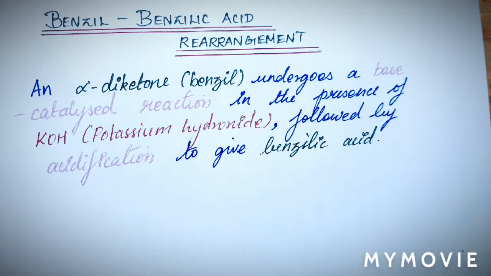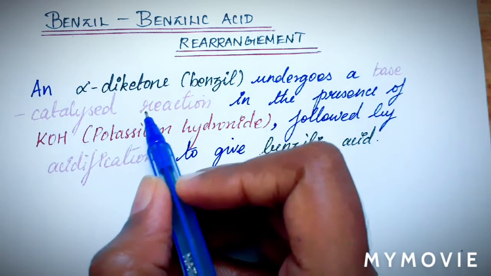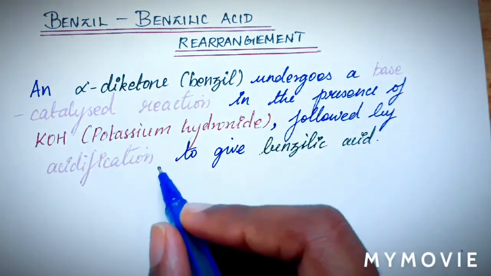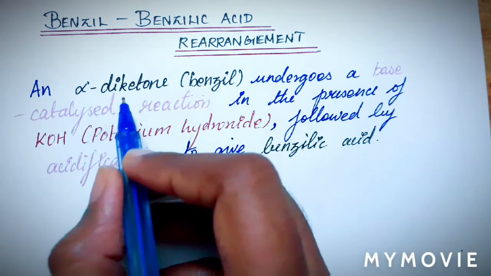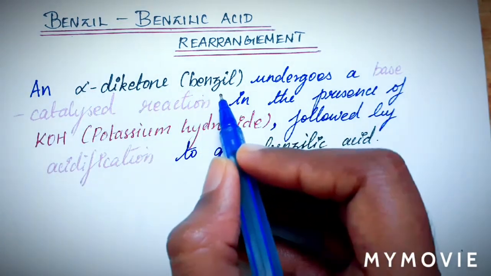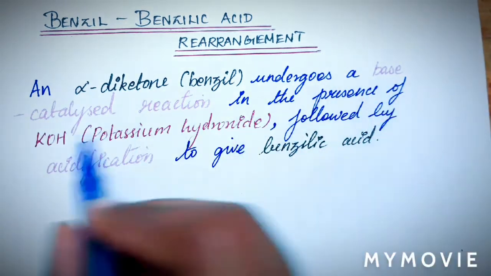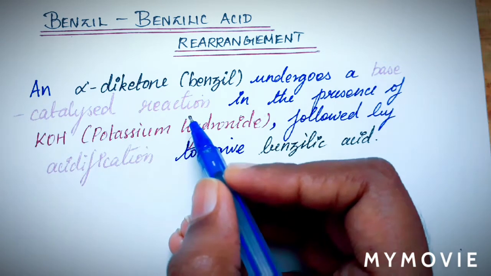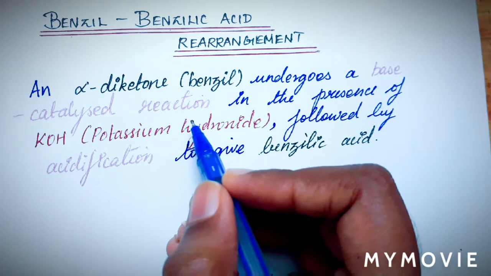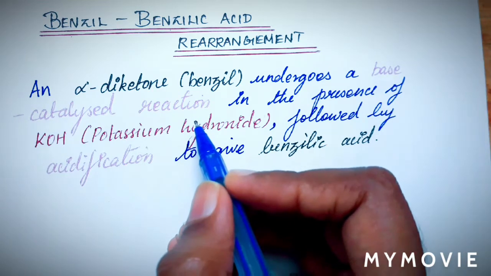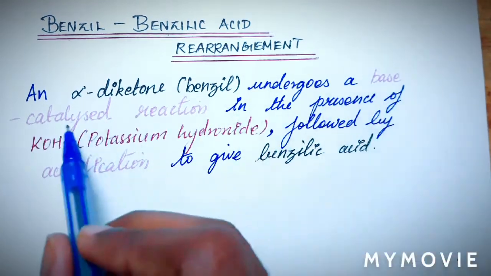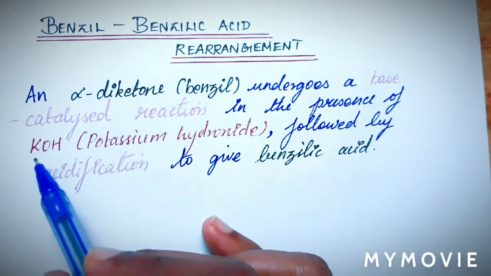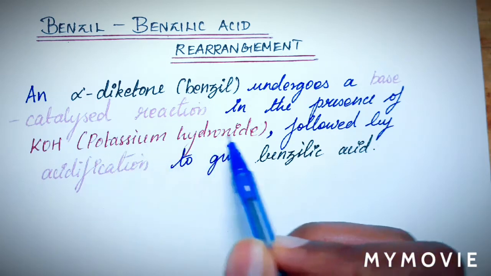I hope now we are going to discuss another rearrangement reaction called the Benzil Benzilic acid rearrangement. This is a reaction that can only be undergone by an alpha diketone, which is also called a benzil. This is a base catalyzed reaction. Why? Because the Pinacol Pinacolone rearrangement that we discussed previously took place in an acidic medium, that is sulfuric acid. Since this is a base catalyzed reaction unlike the previous one, it will take place in the presence of a base, KOH, potassium hydroxide.